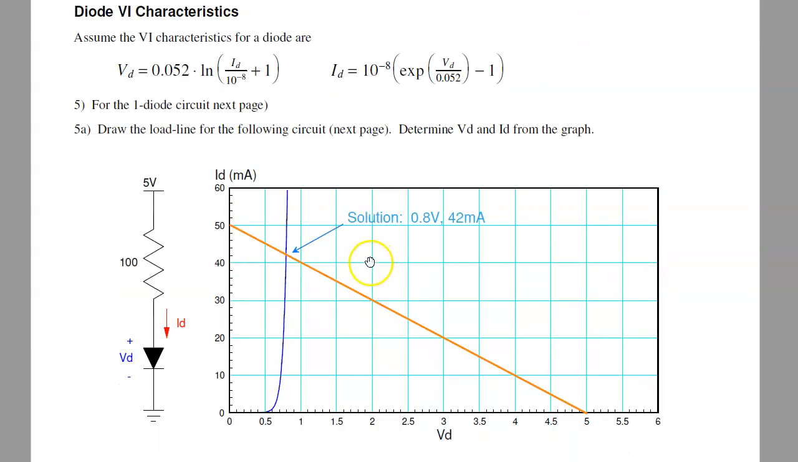Problem 5 is a graphical solution. If I have this circuit, I can find the current and voltage by drawing a graph. The blue line is the VI characteristics for the diode. That's this exponential. The orange line is when the current is 0, I'll have 5 volts across the source. That's this point. If I short the diode, make it 0 volts, I'll have 5 volts over 100 ohms, 50 milliamps. 2 points defines a line. The intersection is when I satisfy the characteristics for the voltage and resistance, and I satisfy the characteristics for the diode. I'm right here. About 0.8 volts, 42 milliamps.